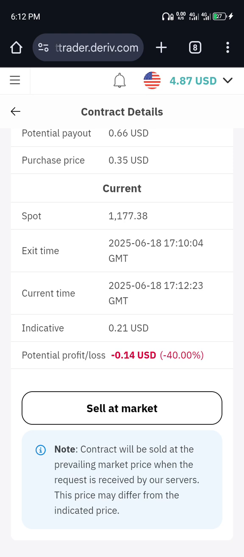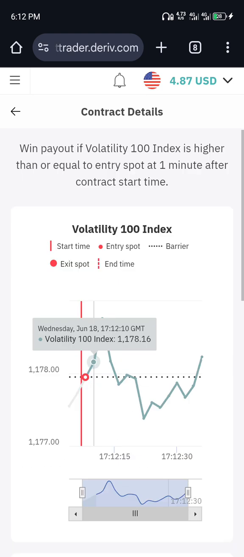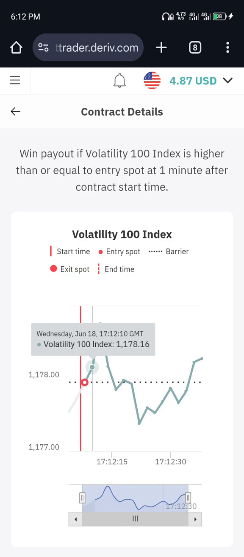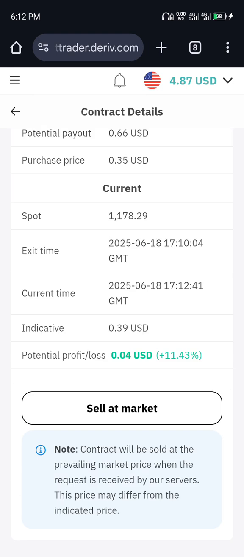And I come down here to check if it has reached my stop loss or take profit level. Then I can sell at the market. You need patience. It's now going in my favor. I still come down here to check. At 35 cents, if I see a 25-cent profit, I close the trade.